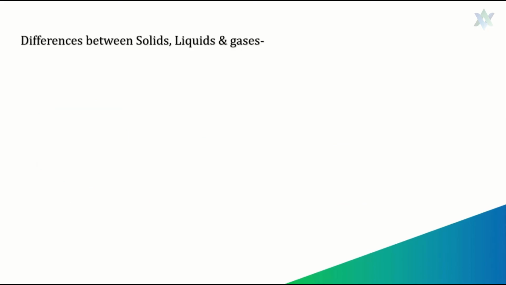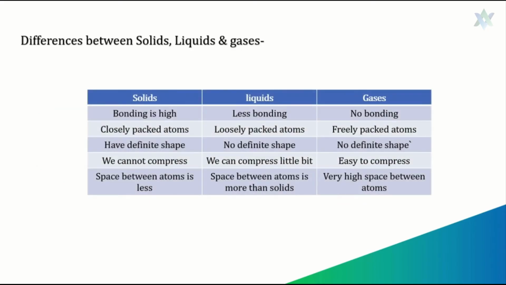We can see the differences between solid, liquid, and gaseous states. Number 1, in solids, the bonding is very high between atoms. But in liquids, the bonding is less. And in gases, there is no bonding. Number 2, in solids, the atoms are very closely packed, but in liquids, they are loosely packed, and in gases, they are freely packed. Number 3, solids have definite shape, but liquids and gases do not.